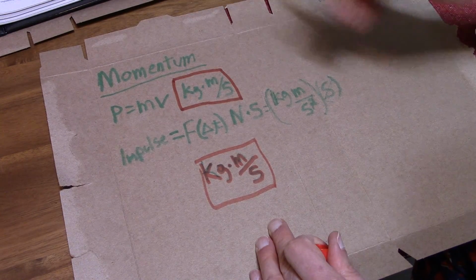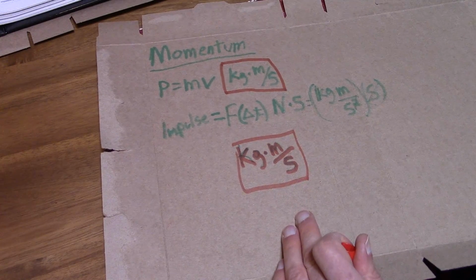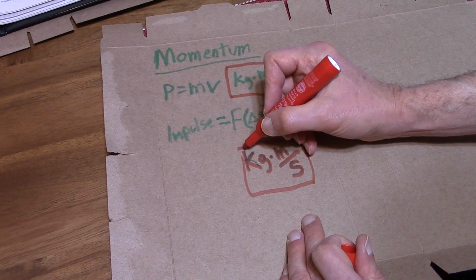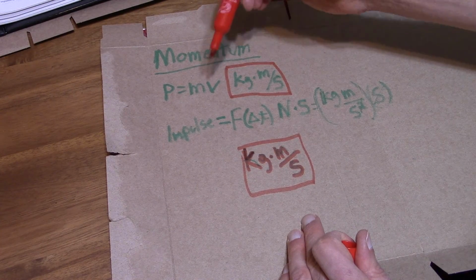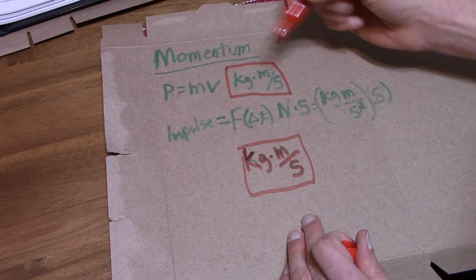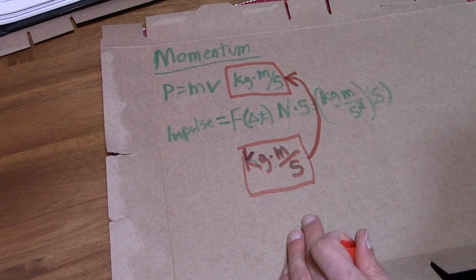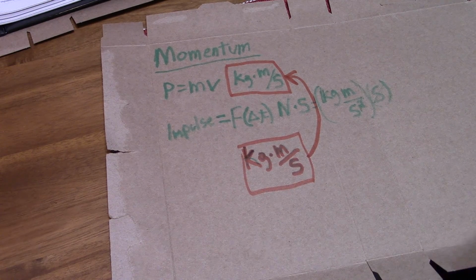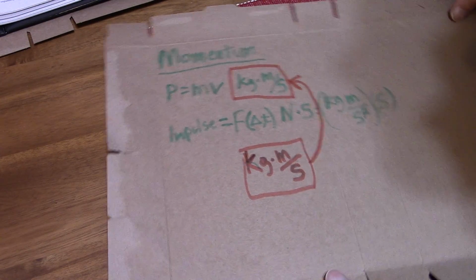So interesting. Now they're different phenomena. We talk about them in different ways, but they're closely related. They impact each other, right? An impulse can change momentum. So the units, kilogram meters per second, okay? And we'll go on to the next video. Make sure you can see that.